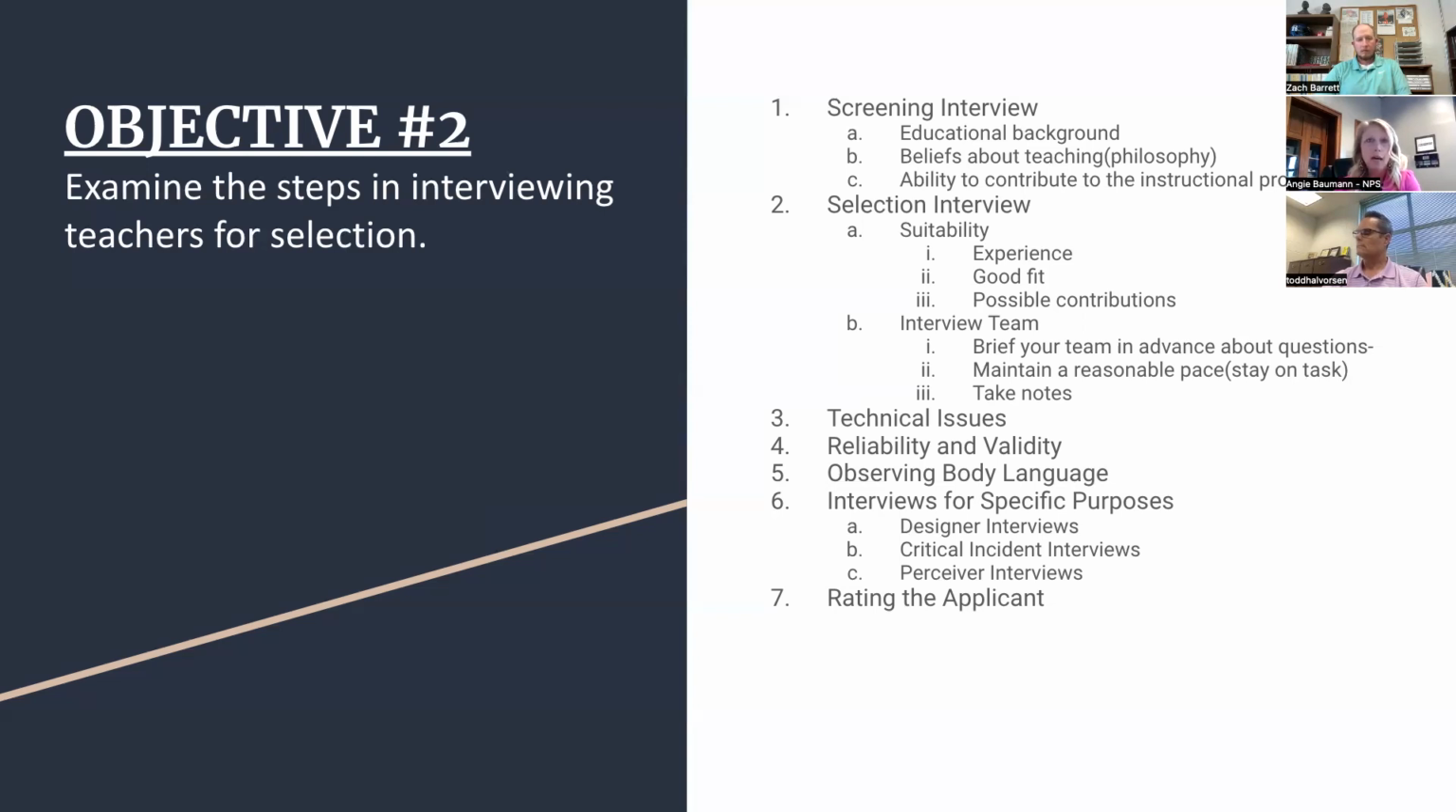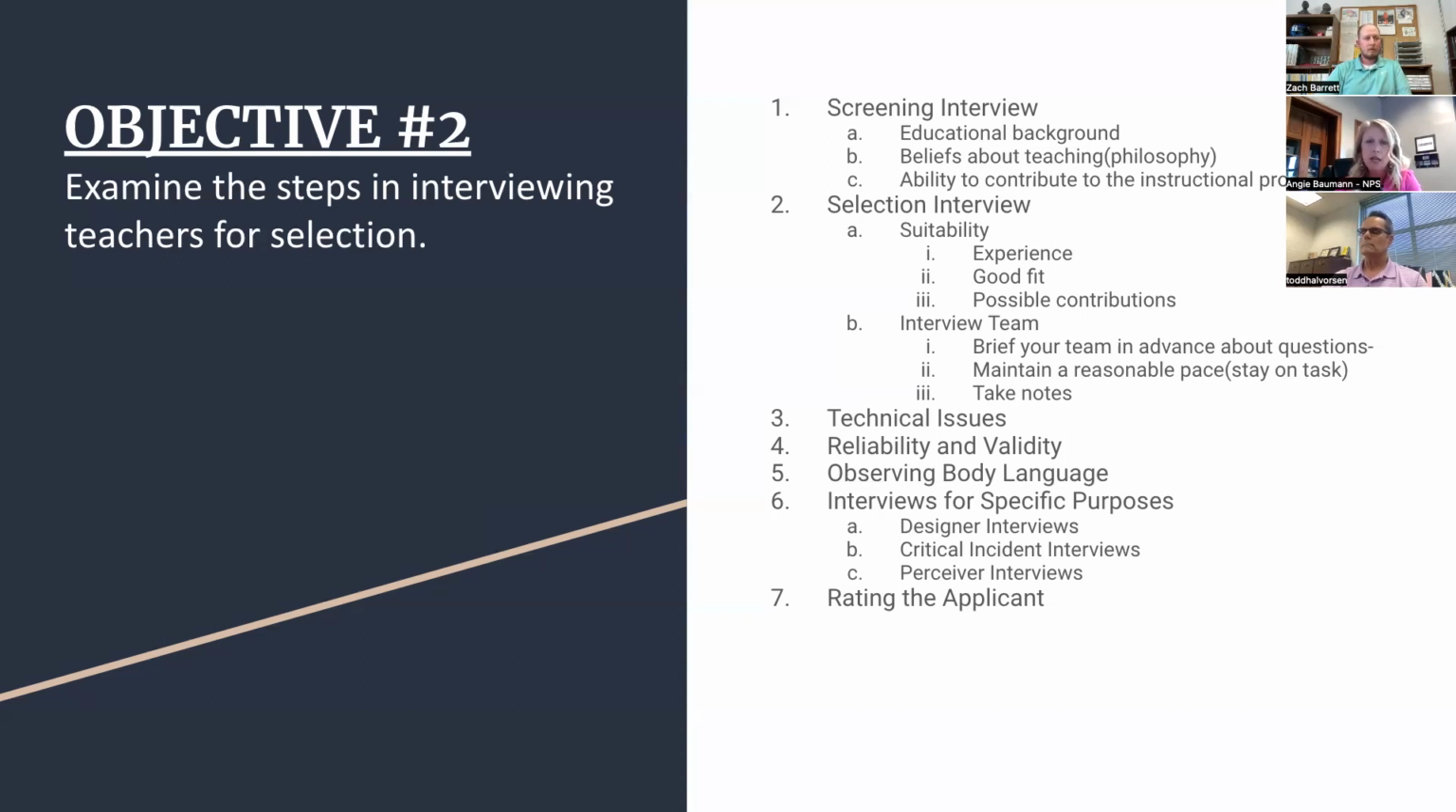Also observing body language of your candidates. There's going to be things like eye contact, facial expression, their animation, how long they pause. All of those things can really help you determine if you think they're going to be a good fit and how qualified they are for the specific position that you have.